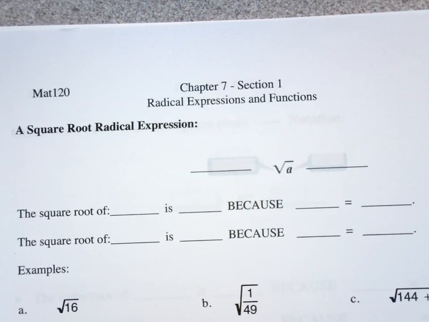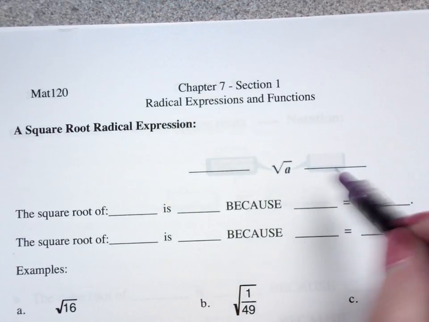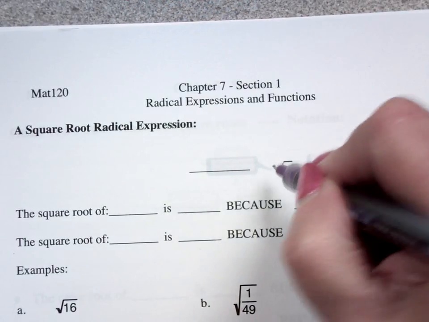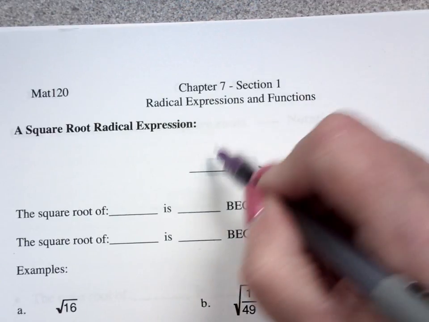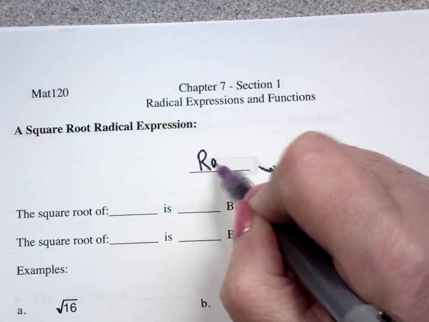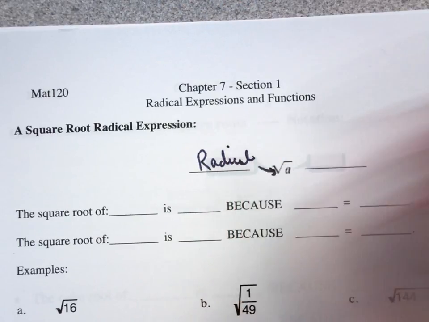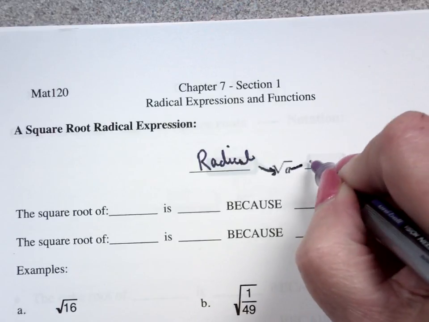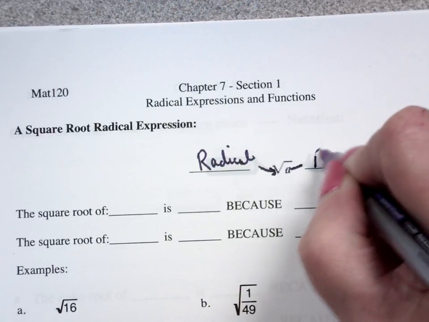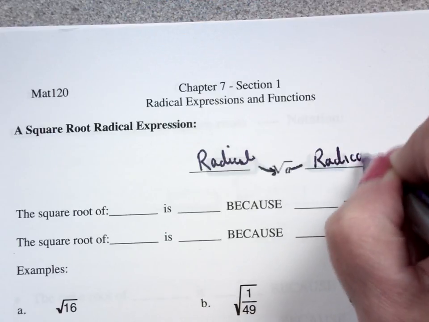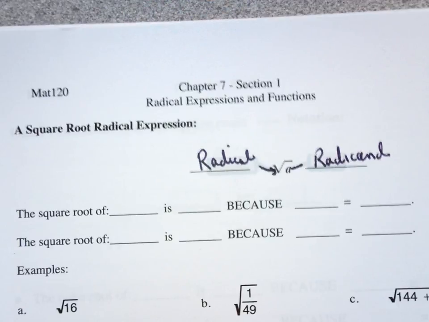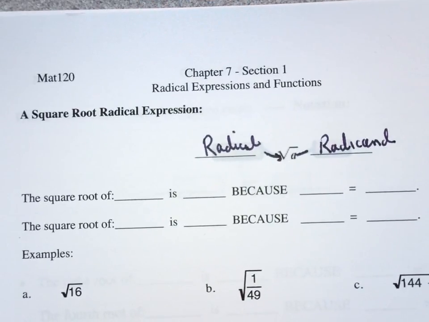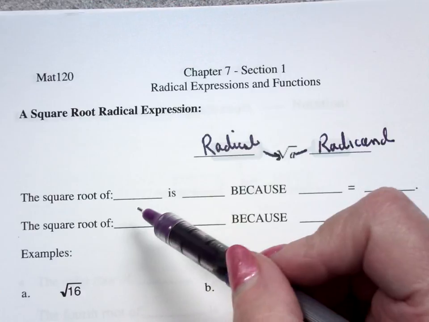We're looking at now radical expressions and functions, and we're going to start out with the square root. And we're going to define essentially what these things are. This is pointing to the symbol, and the symbol is called a radical. And what's under the radical is going to become important to us. It's called the radicand. So radical and radicand. And we're going to be looking at square roots.